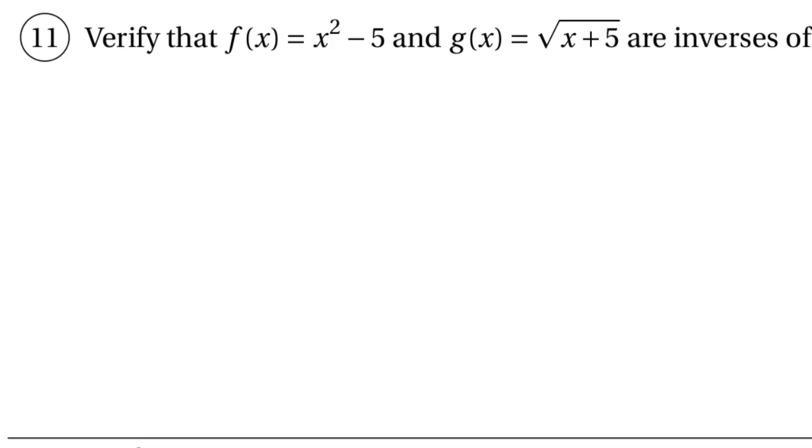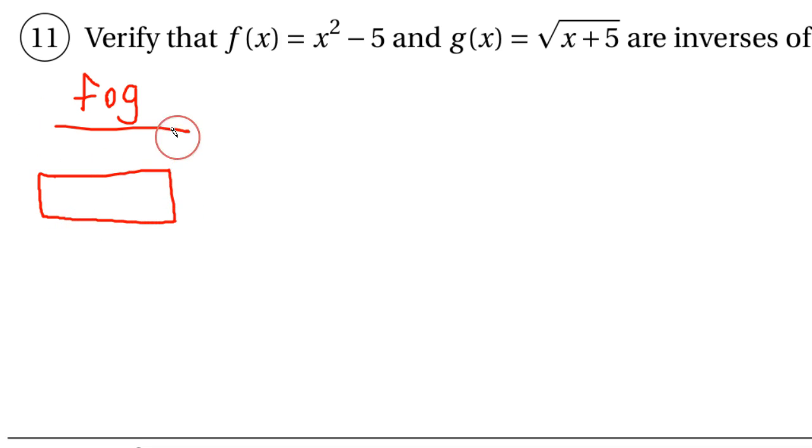So for problem number 11, they want us to verify that f of x and g of x are inverses of each other. The only way that can happen is if I compare f of g and g of f to each other. Starting with f of g, I see that I have x squared minus 5, and then I'm going to put g inside of it. So that means I'm going to take g and put in the square root of x plus 5.